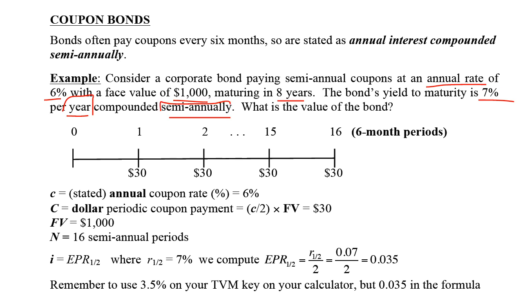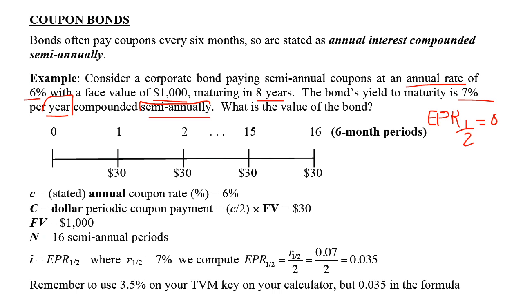So what do you do with the stated rate? You convert it automatically to effective periodic rate. Convert it to this effective semi-annual rate by dividing 7% by 2. Okay, automatically. And that will give you the effective rate semi-annually.